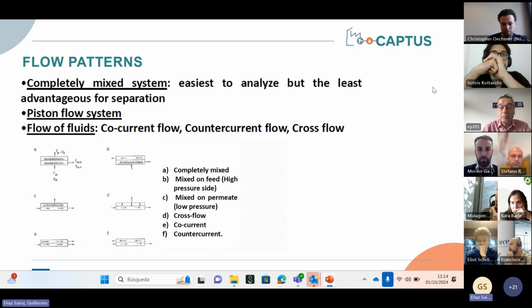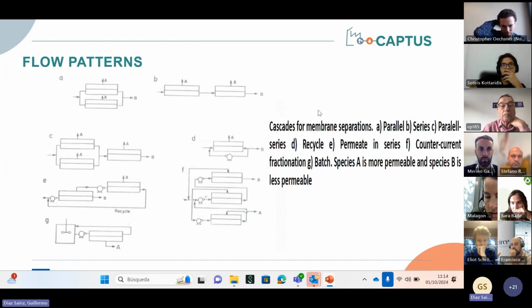Here in this slide, we have some flow patterns. It's very important to take into account the completely mixed system. You can operate it in a piston flow system, with different flows. But I think it's very important to remark that it's a very flexible configuration. We can operate it with different parallel membrane contactors, in series, or parallel and series, in order to increase the productivity or the effectiveness of the separation. We can operate in different types of configuration, permeate in series, countercurrent. As you can see in the figure, we can operate it with different configurations of membranes.